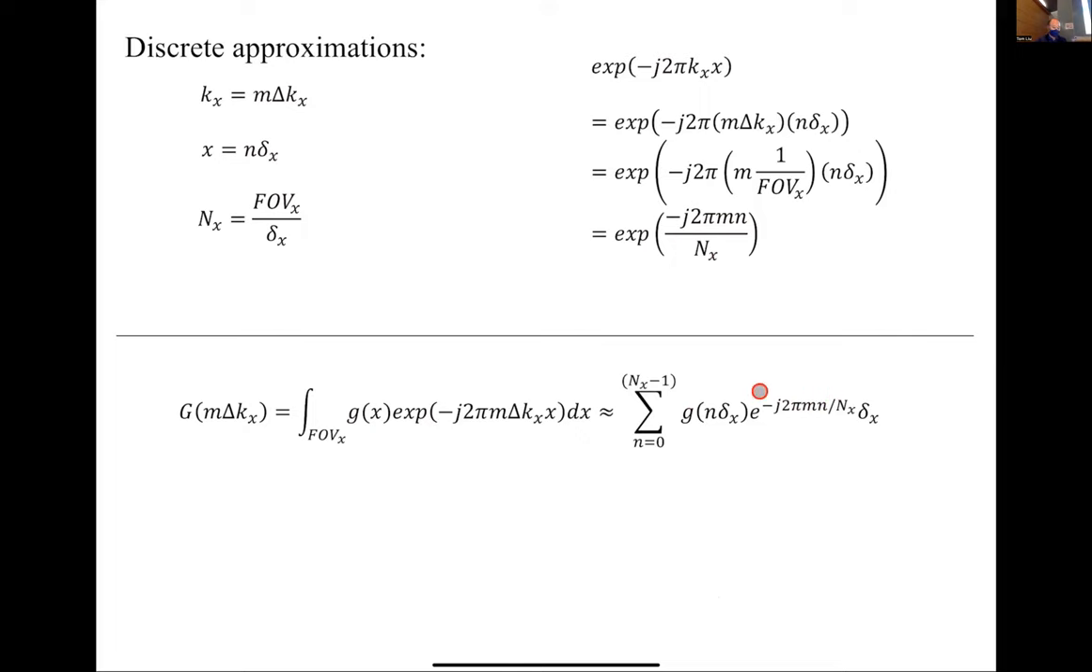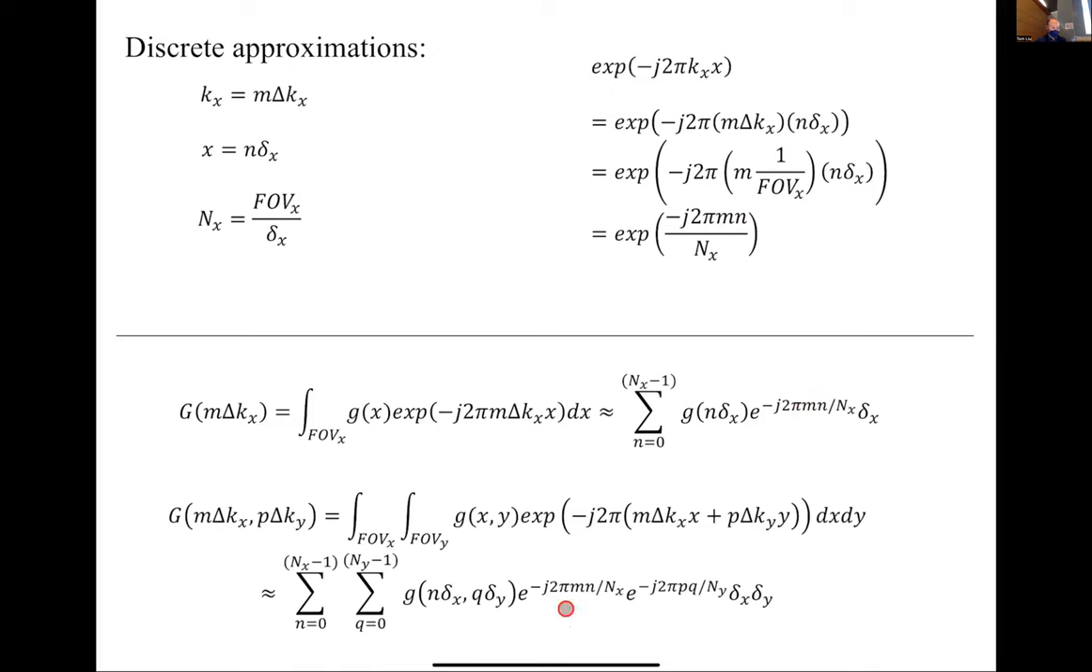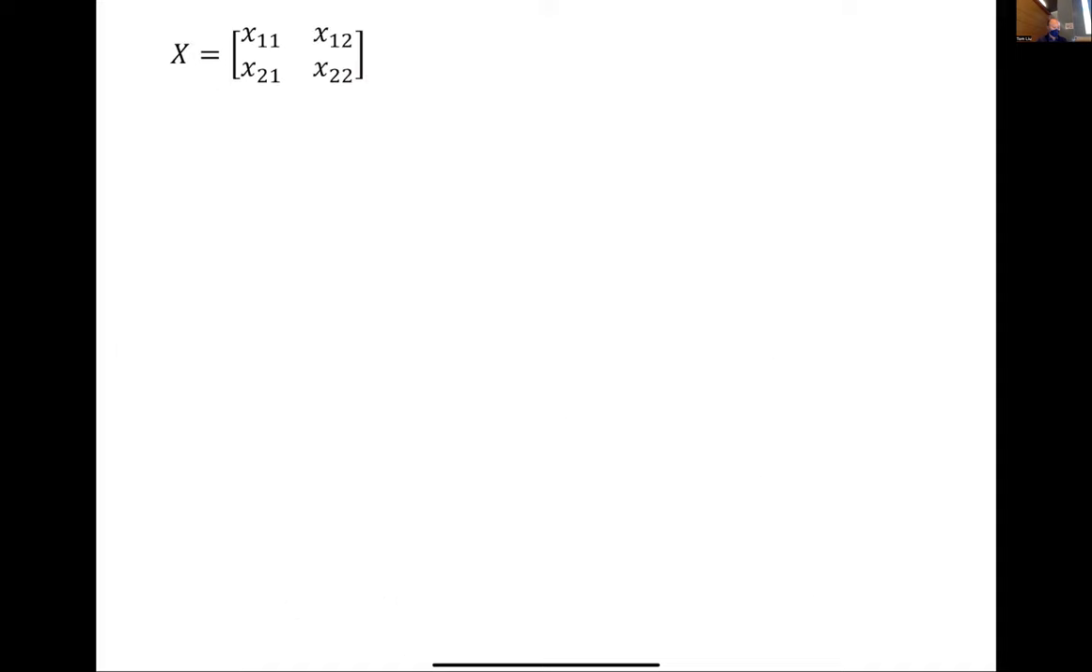Okay. And I can also do that in 2D. These are the formulas that actually go into MATLAB's FFT2. Just showing you the connection there. And the reason we want to do this is that we want to start talking about how we solve these things in terms of linear algebra. So let's say this is my object.